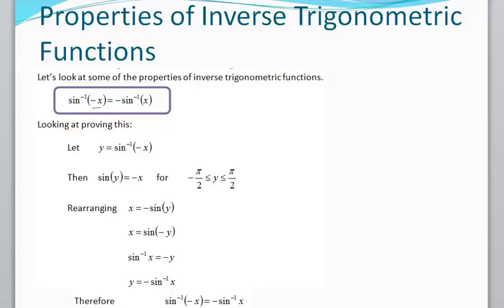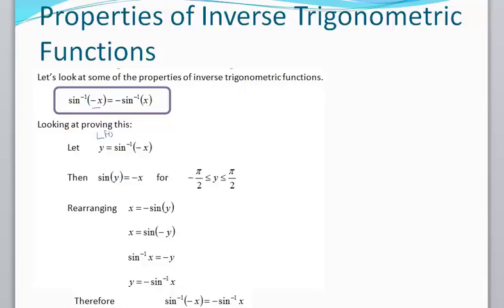If we look at proving this, we look at our left hand side. Let y equal our inverse sine of negative x. So we can move this sine across: sine of y is equal to negative x in our range, negative pi on 2 is less than y is less than pi on 2. Rearranging this, we get negative x is equal to negative sine y, so x is equal to sine of negative y.